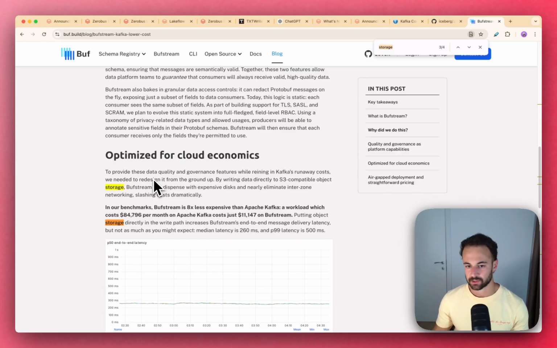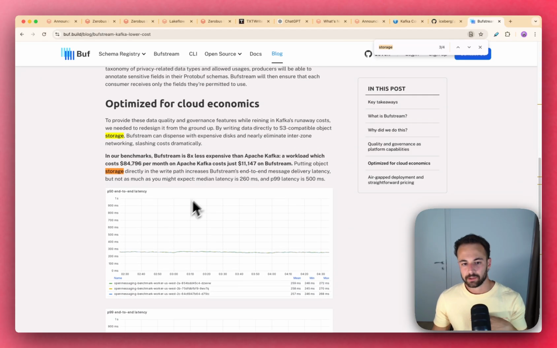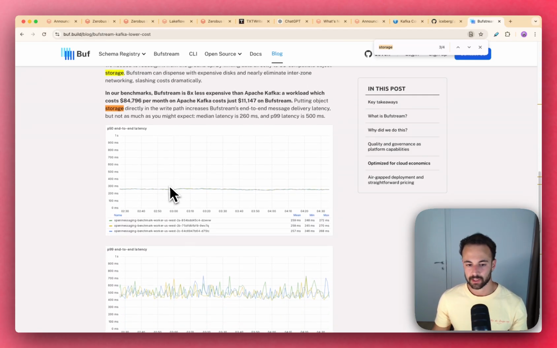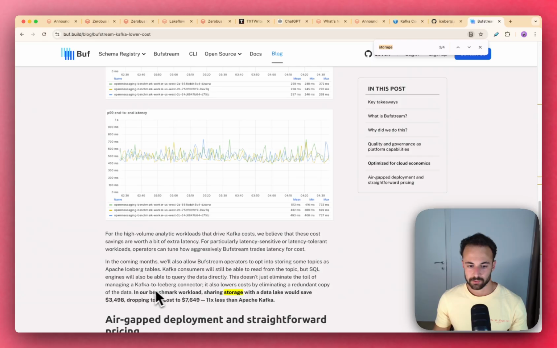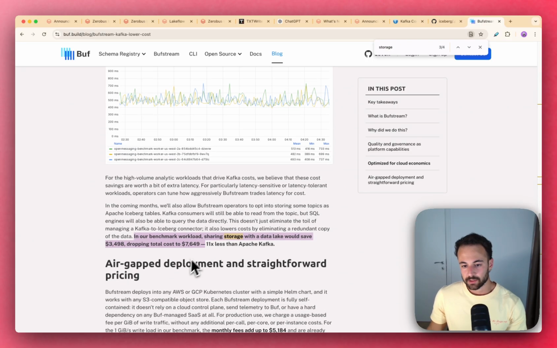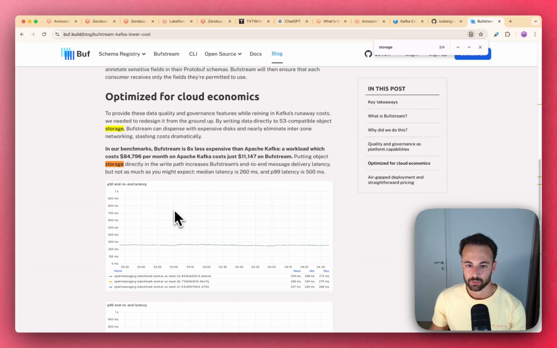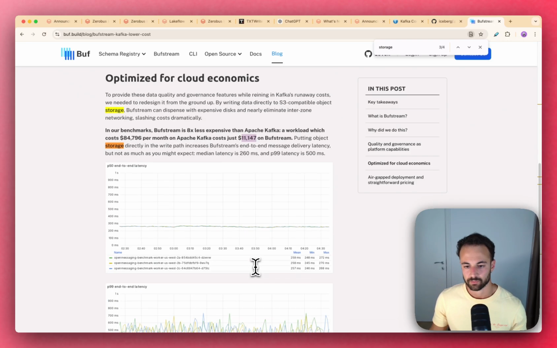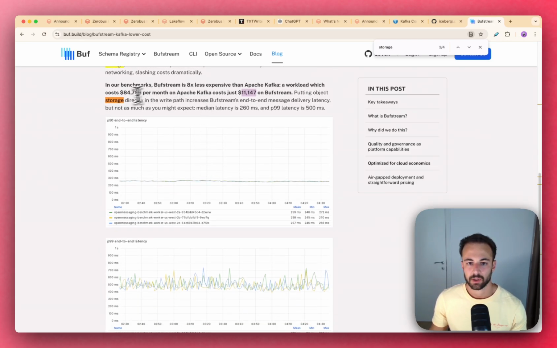But what BuffStream did is it had zero copy Iceberg tables, meaning you write your data to Kafka and it stores it in an Iceberg table format natively. And if you want to read from Kafka again, it's going to read from the Iceberg table. And they were marketing how cheap the storage was in that case, because again, you don't have to pay duplicate. And in their benchmark here, which again, grain of salt, it's a vendor benchmark, they said that sharing storage with the data lake would save 3.5K out of something like 11K, I think was the total. Yeah, so 11 something. This is per month.